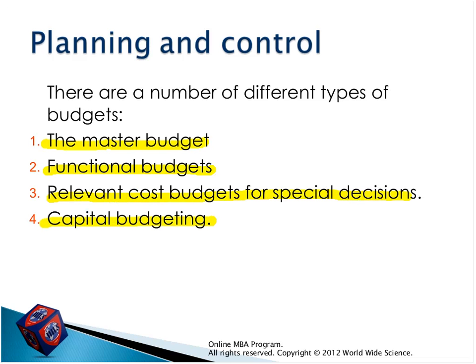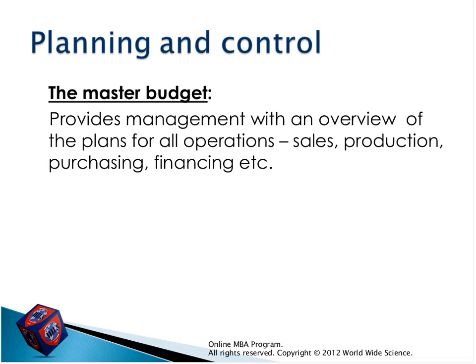Let's see each of them in detail. What is actually the master budget? It provides the management with an overview of plans for operations. The master budget is like a main budget. When we do accounting, all actions would be considered in this budget, like sales, production, purchasing, financing, and expenses regarding the business.